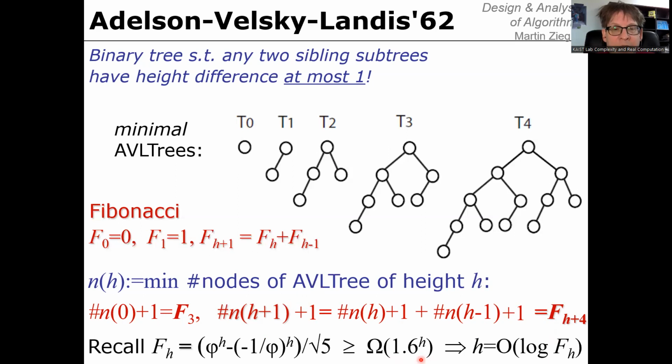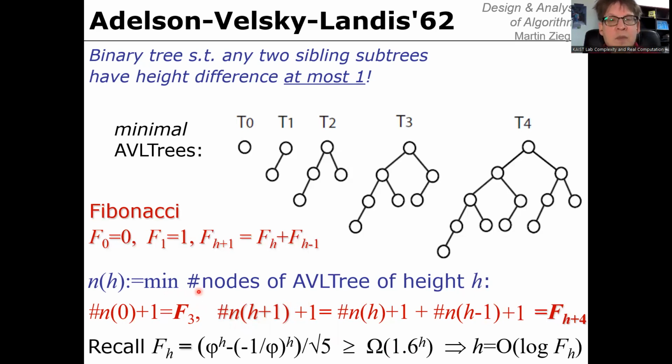So therefore also the minimal number of nodes of an AVL tree of height h grows exponentially. There are only two shifts, one in the argument, plus 3, right? Here h plus 1, here h plus 4. So the Fibonacci number index is shifted by 3, but this gives only a constant factor difference here. And also there's a shift in the value, plus 1, but that's also just a constant difference. So asymptotically, that means also n of h grows exponentially.